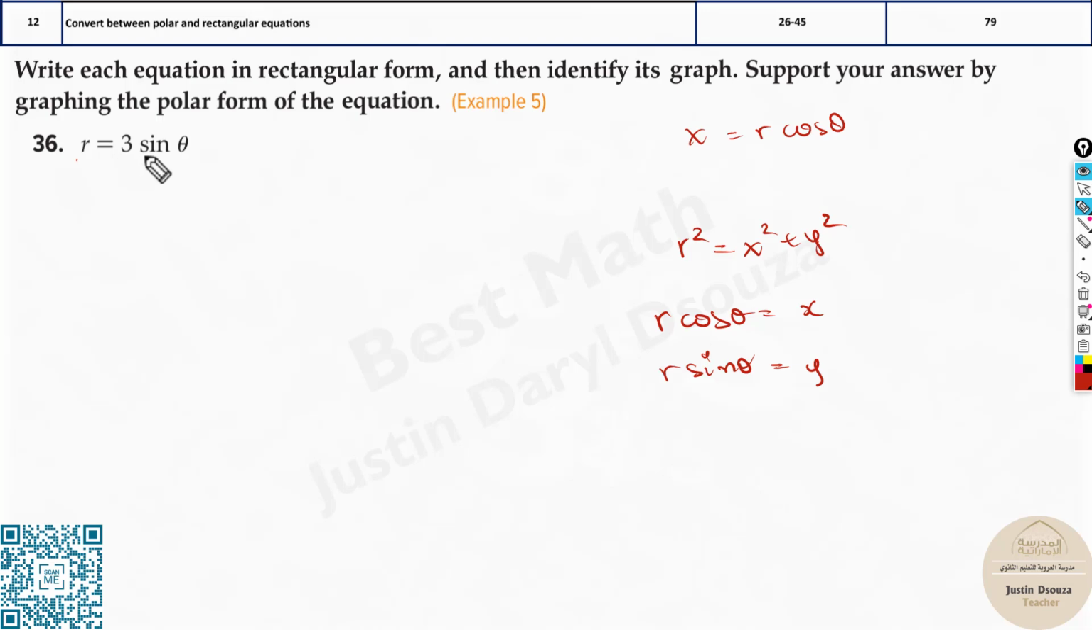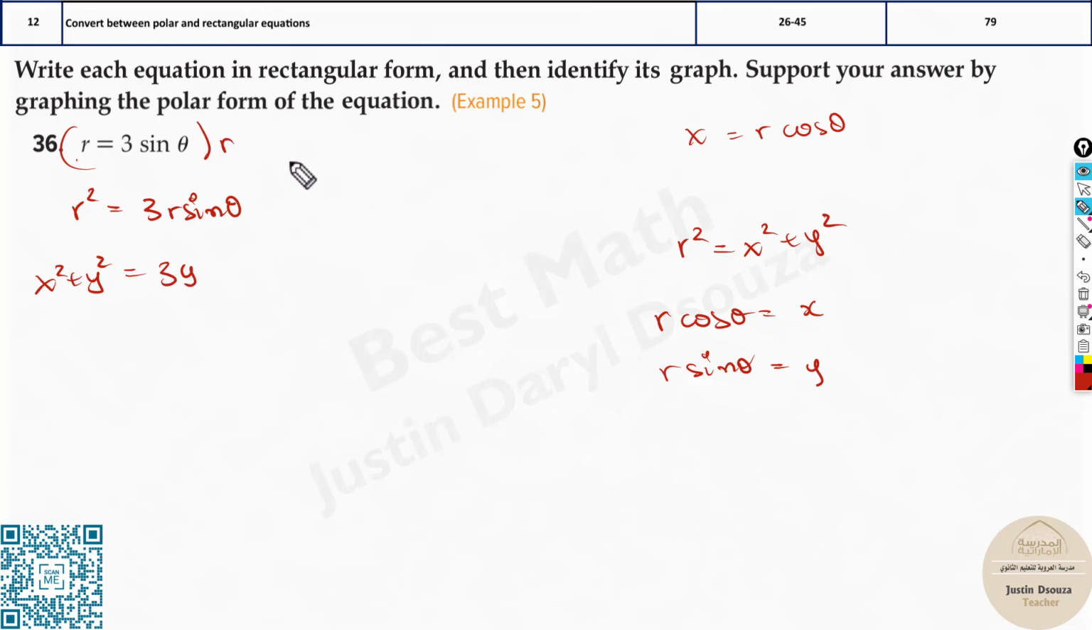Now I have sine theta. If I have one more r over here, it would have helped me a lot. So what I do is I need r squared and r over here. So I multiply both the sides by r. So it's going to be r power 2, 3r sine theta. And now this r squared is basically x squared plus y squared equals 3. But now what is r sine theta? That is y.